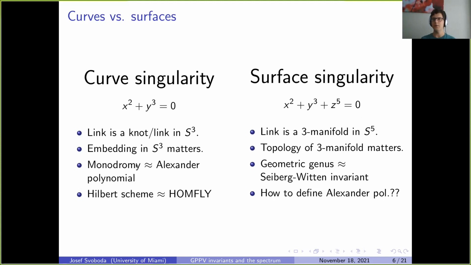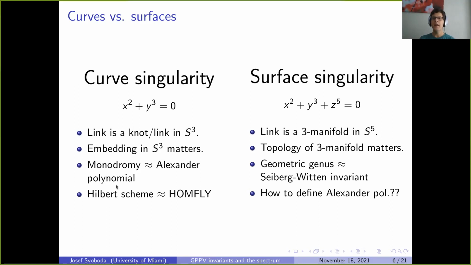And what really matters when you have a link is the embedding into S3, because otherwise, if you don't embed it into S3, it's just a bunch of circles. So you have no invariant except the number of components. On the analytic side, we have this monodromy matrix. And this has an analog on the topology side, which is the Alexander polynomial, because the Alexander polynomial of a knot is exactly the characteristic polynomial of this matrix. So the roots of the Alexander polynomial are the eigenvalues of the monodromy.